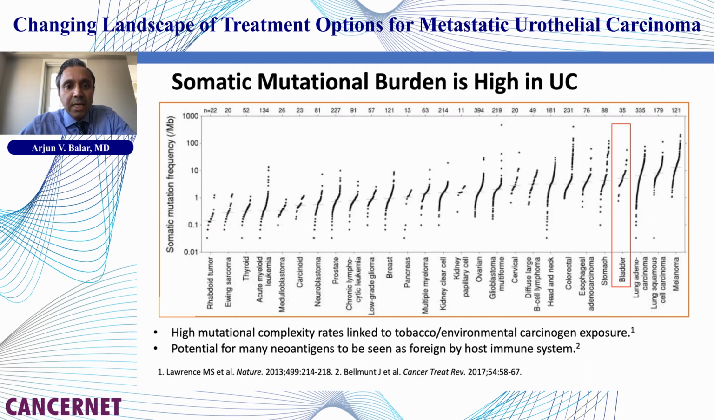immune response. And what this plot shows basically is that the tumors on the far right are the ones that generally have higher mutational burden. The ones on the far left are other human cancers that have far lower. And you can see that bladder cancer is one of the right-sided tumors.